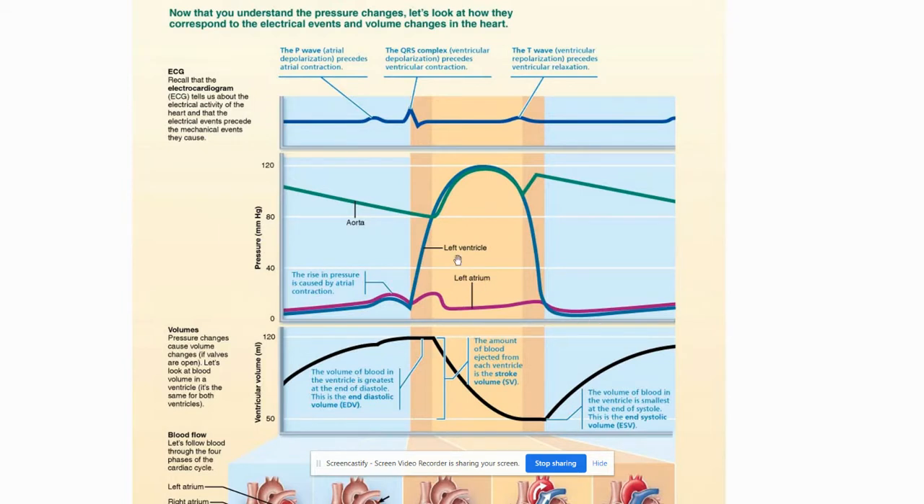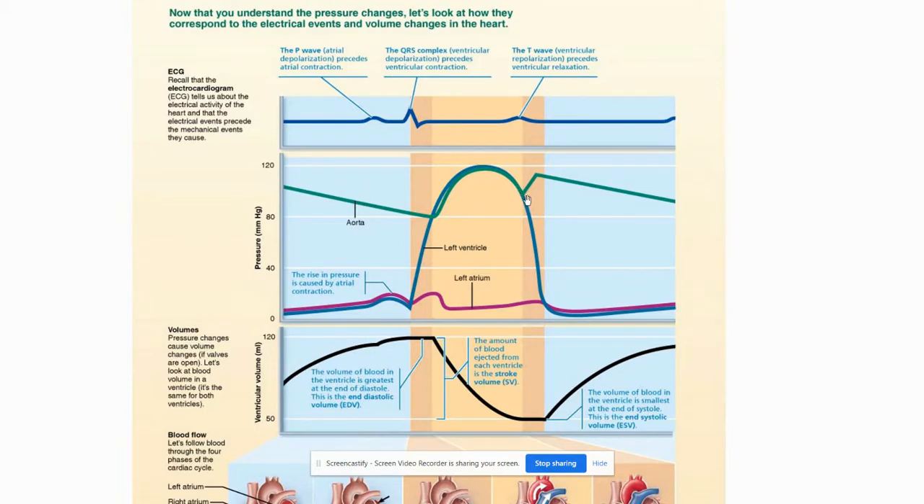Some other things I want to show you. This point right here, this is where the AV valves are going to close. So at this point, ventricular pressure actually exceeds atrial pressure, and so the AV valves will close. Here, this is where the ventricular pressure is going to exceed that in the aorta, and this is where the semilunar valves open. Then we go down to here, and this is where the semilunar valves close.